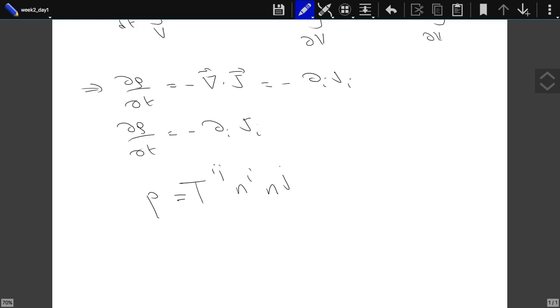You see, it doesn't really matter which is i and which is j, because this is symmetric. But the component of n is multiplied with one index of T, and the other n is multiplied with the other index of T. Sometimes we also write this in this form, n times T times n. This also specifies the direction.